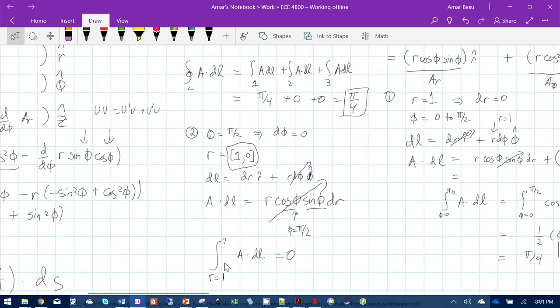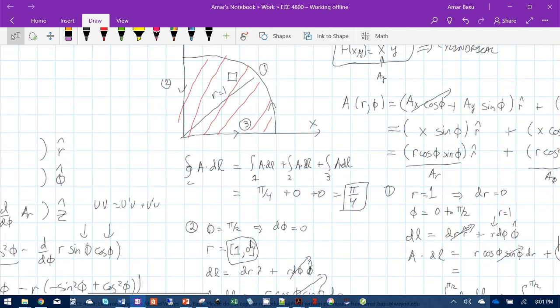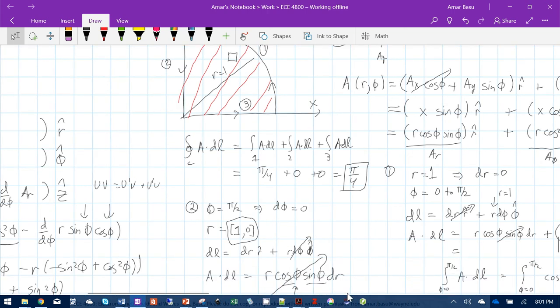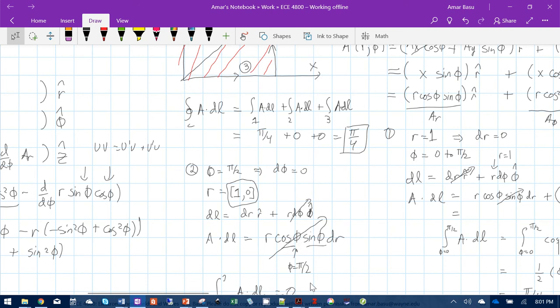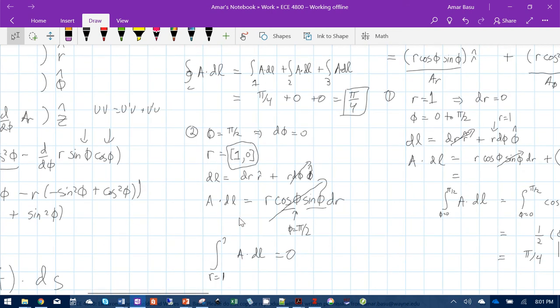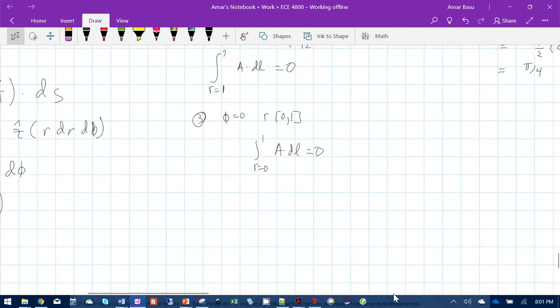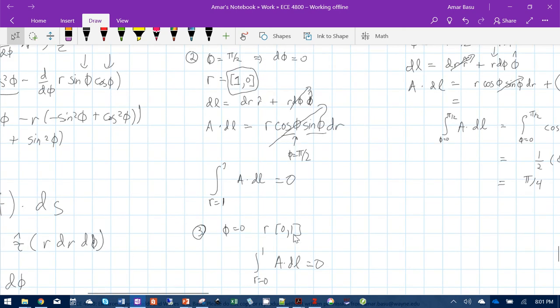All right, so that's really the key here, figuring out what the limits of integration are and what the equation is. As you can see, along line 2, phi equals pi over 2 and d phi is equal to 0. The limits of integration: r is from 1 to 0. I circled that because it's 1 to 0, not 0 to 1. So you figure out what dl is, then you figure out what A dot dl is, and then you integrate. And you come up with 0 here, and you end up having 0 here as well. And if you think about it, this actually makes sense. The integrals along line 2 and along line 3 are equal to 0.